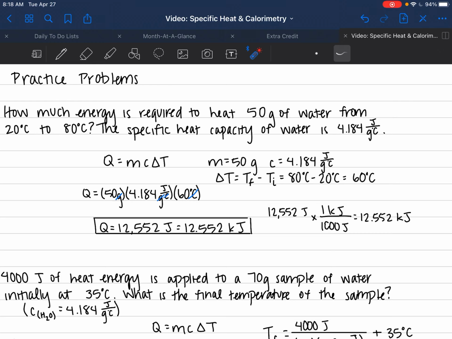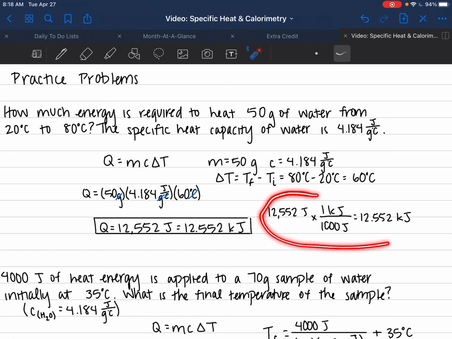At this point, we can just plug everything in, and you'll notice that all of our units will cancel out except for that joules. So our answer will be given in joules. When we plug that all into our calculator, we get 12,552 joules. Or if your answer choices are given in kilojoules, or if it asks you to give it in kilojoules, you could just move that decimal place 3 spots to the left to get 12.552 kilojoules.